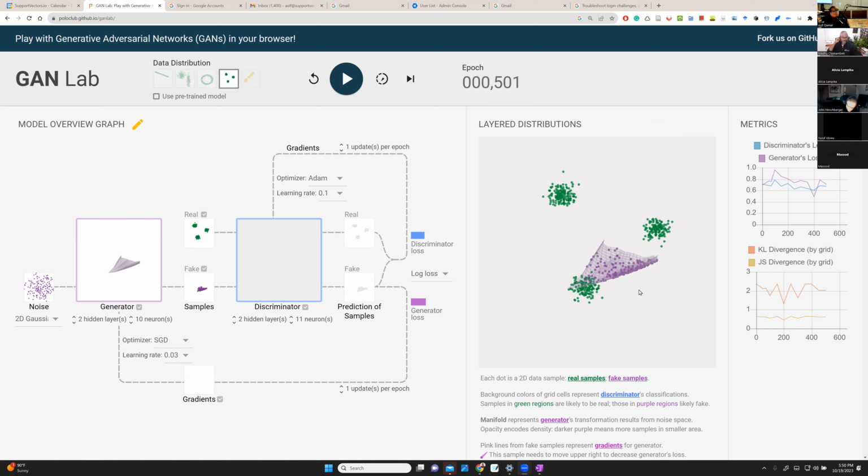Thank you. We'll go to the next question from Mahesh. How do you balance the bias between the generator and the discriminator?